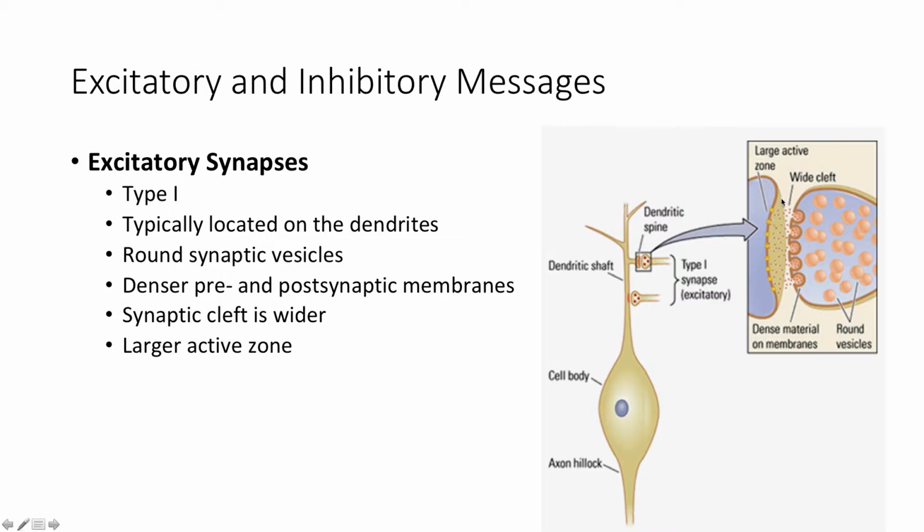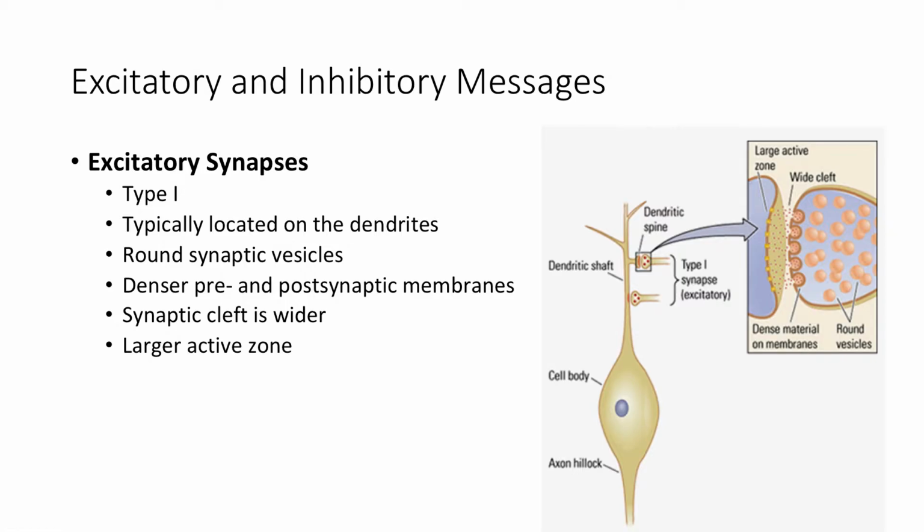So here you can also see that the cleft, or the area between the 2 neurons, is a little bit wider. So it has a wider cleft. And the active zone is larger. So you can see that there's way more or a lot of receptors here. So also there's dense material in the membrane, so a lot of neurotransmitters will go out and diffuse over to the other side.